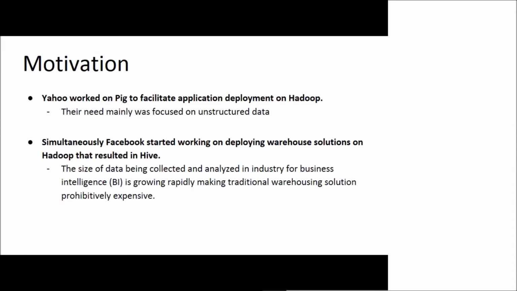Fine. So Yahoo was working on Pig at the time when Hive was developed at which place? Facebook. Facebook has a lot of structured data. Facebook has a lot of structured, semi-structured, unstructured data. I think Facebook and Google are the biggest data gathering companies in the world. So Yahoo worked on Pig to facilitate application deployment of Hadoop. Their need mainly was focused on unstructured data. That's why they were focusing on Pig.